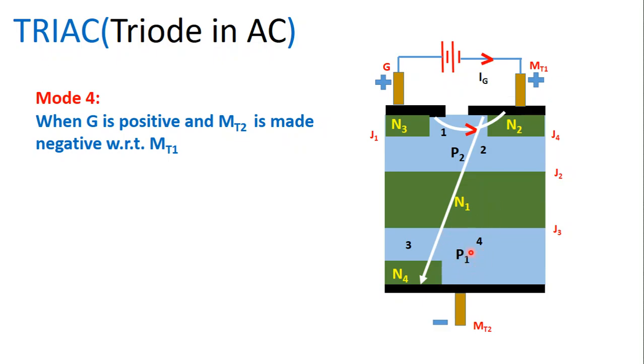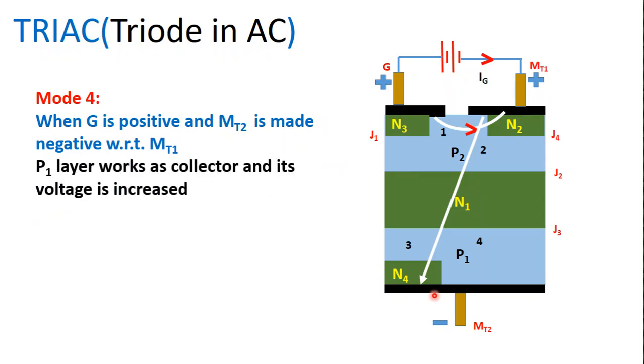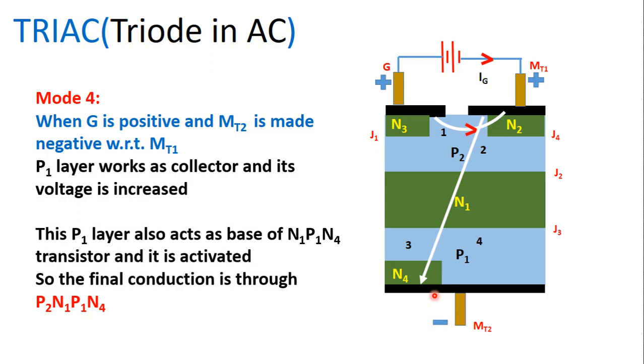Because of this, the current starts flowing from the MT1 terminal to the MT2 terminal through the P2N1P1N4 structure. So our final conduction will be through the P2N1P1N4 structure, shown by this white arrowhead, as you can see in the diagram. This is our final conduction from the MT1 terminal to the MT2 terminal. Current will flow in the fourth mode of operation.